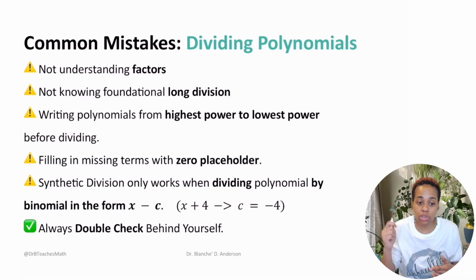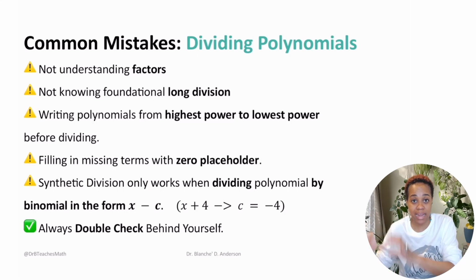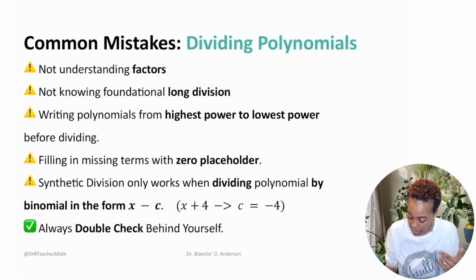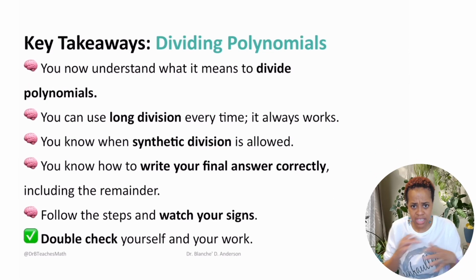Synthetic division only works when the divisor is of the form x minus c. So if it says x plus 4, you need to rewrite it as x minus -4 so that you can get it. But if it already says x minus 2, then your c is going to be the 2, okay? Always check behind yourself.